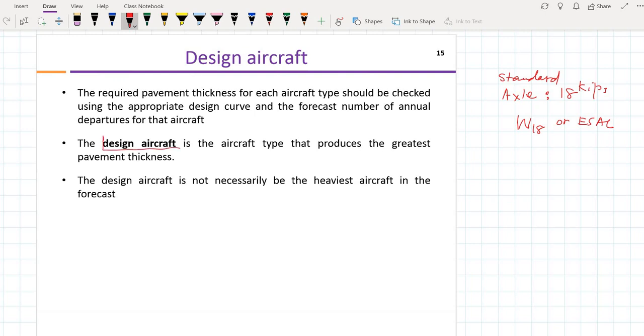Now, at a certain airport, there might be different aircrafts landing on the pavement. So the aircraft that needs the maximum thickness is called the design aircraft. It means if there are a number of aircrafts coming on the airport and they are landing on the pavement, the aircraft that is going to require the maximum thickness is going to be called the design aircraft. It is the aircraft that is going to produce the heaviest single wheel load.